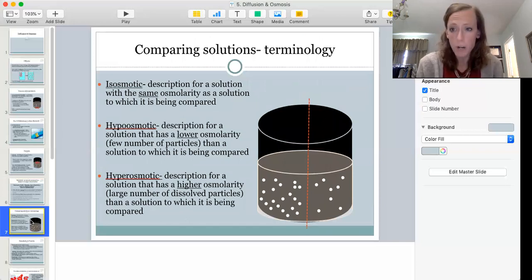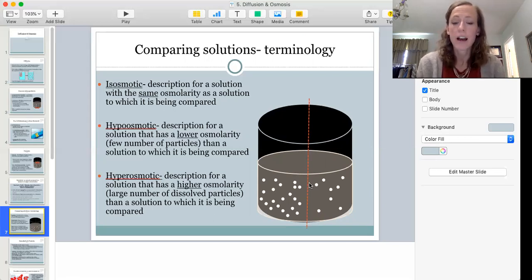We have some terms that describe two different solutions that we're comparing to each other. So the first one is isosmotic. Isosmotic is a description for a solution that has the same osmolarity as the other solution that it's being compared to. So if we had equal numbers of particles on the left and the right and equal amounts of water, then those two solutions would be isosmotic, okay?